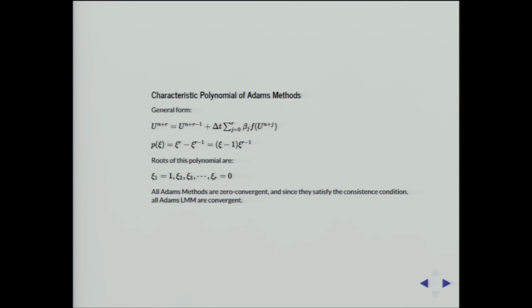So for Adams methods, after we find the zeros of our characteristic polynomial, we find that there is one root that is equal to 1, and the rest of them are 0. So all Adams methods are zero-convergent. They are consistent because of our specific selection of coefficients. So all Adams methods are convergent.